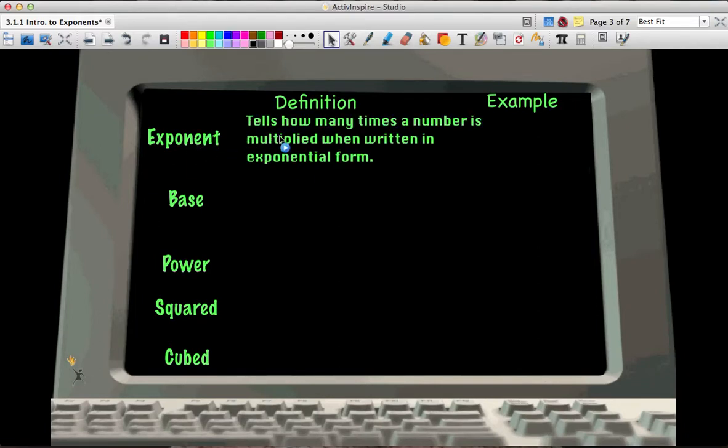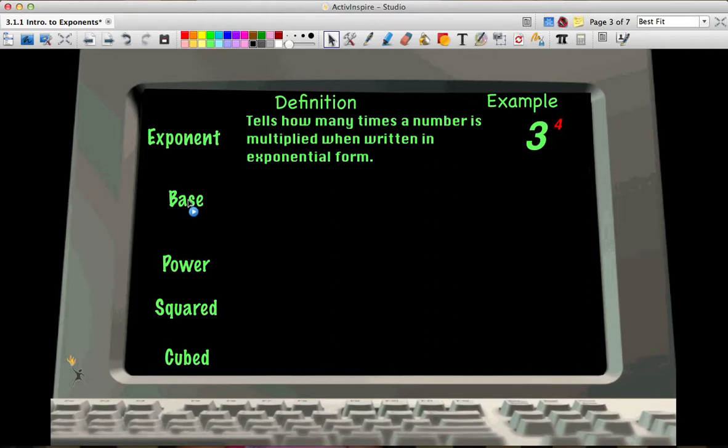And the exponent itself tells how many times a number is multiplied when written in exponential form. So the exponent is the small number, and it tells you how many times to multiply the other number. So here's your example, 3 to the 4th power means that you're going to take 3 and multiply it by 3 4 different times. So the 4 right here is the exponent. So what you might want to do is circle it, or if you have the ability to write it in a different color, that would be helpful too.